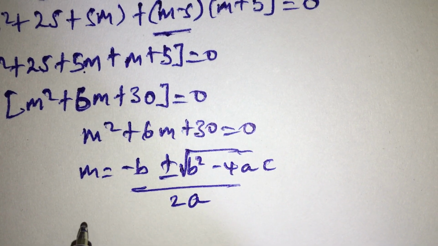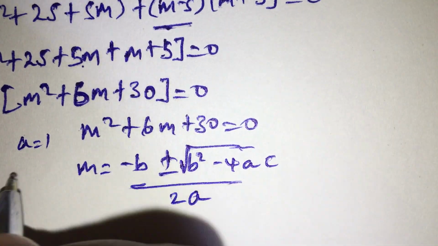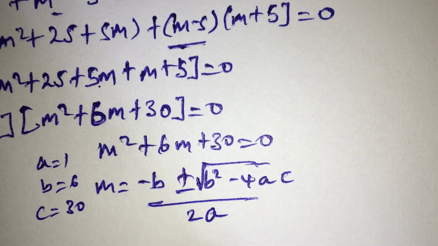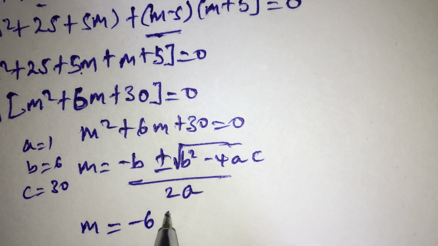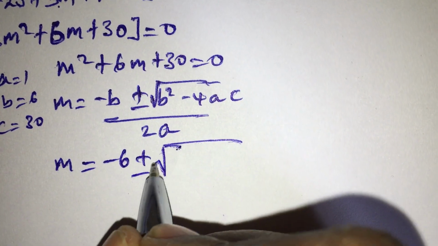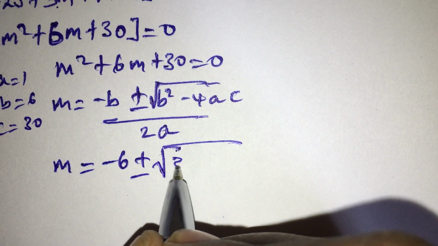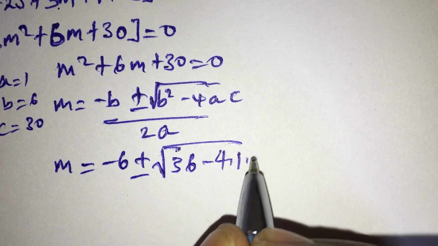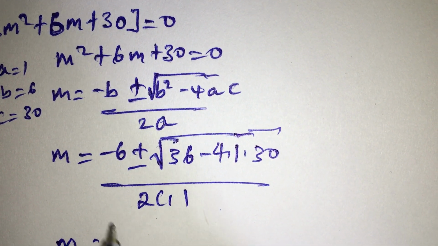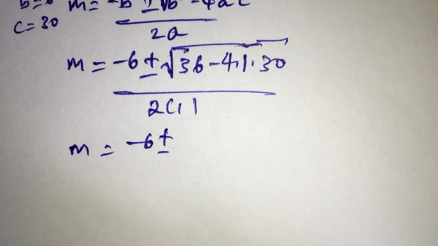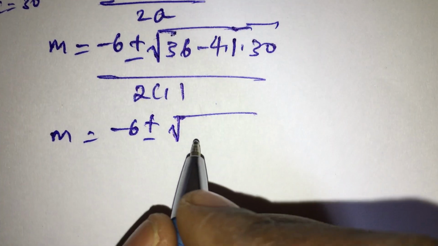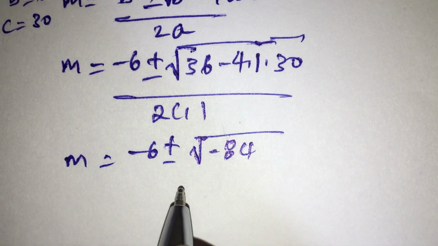So the value of a equal to 1, the coefficient b equal to 6, c equal to 13. So m equal to minus 6 plus or minus root of b square, 36 minus 4 times 1 times 13, over 2 times 1. m equal to minus 6 plus or minus root of 36 minus 84 over 2.